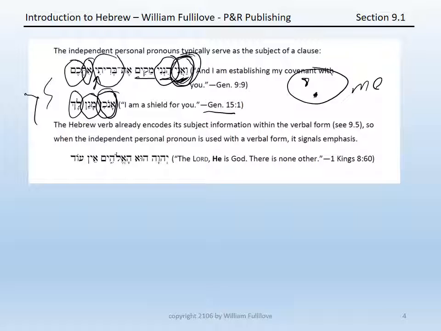There is no other. You could simply have said Adonai ha-Elohim and made a verbless clause. The addition of the pronoun puts an emphasis, not simply the Lord is God, the Lord, He is God. And then the particle of non-existence, ein, there is no other.